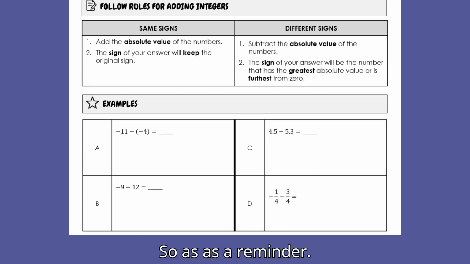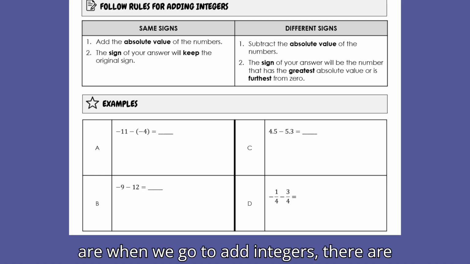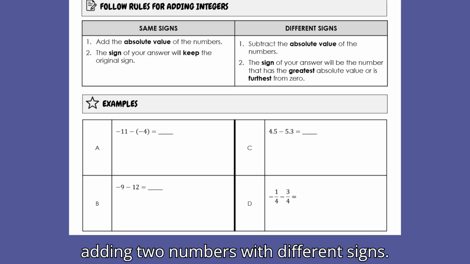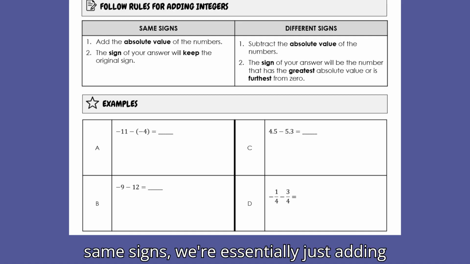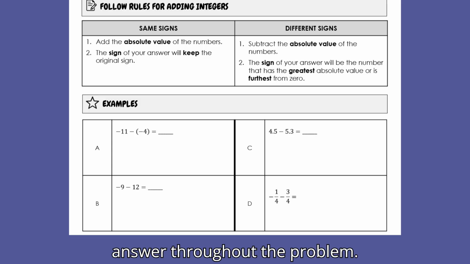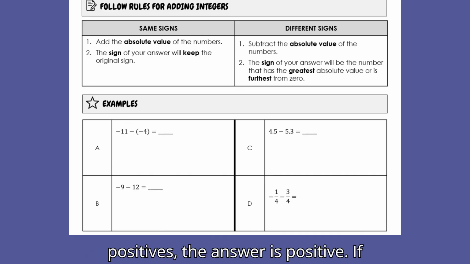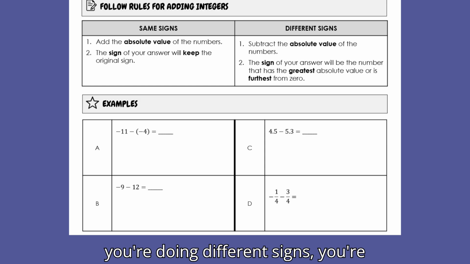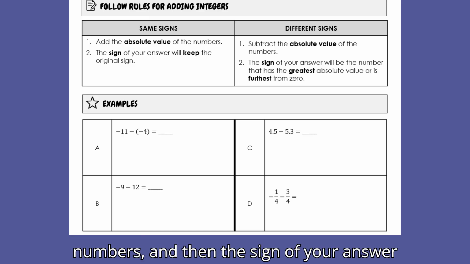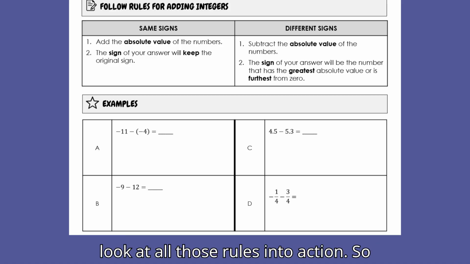So as a reminder, the rules for adding integers, when we go to add integers, there are two sets of rules of when we're adding numbers with the same signs versus adding two numbers with different signs. So when we're adding numbers with the same signs, we're essentially just adding the absolute value of the numbers, and then we're going to keep the sign throughout the problem. So if you're adding two negatives, the answer is negative. If you're adding two positives, the answer is positive. If you're doing different signs, you're going to subtract the absolute value of the two numbers, and then the sign of your answer is going to be whichever number is further away from zero. So let's look at all of those rules in action.